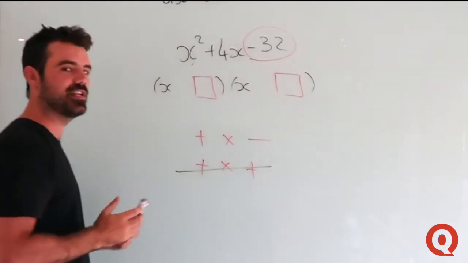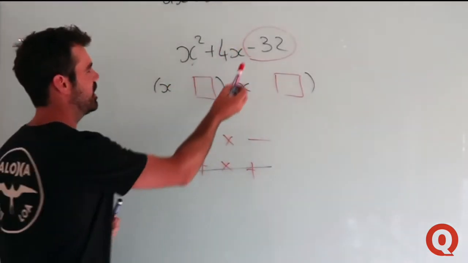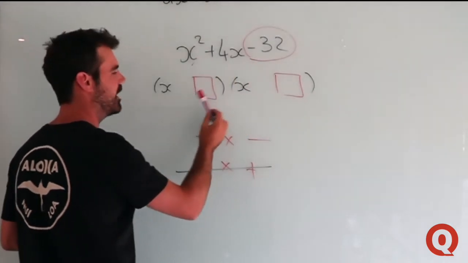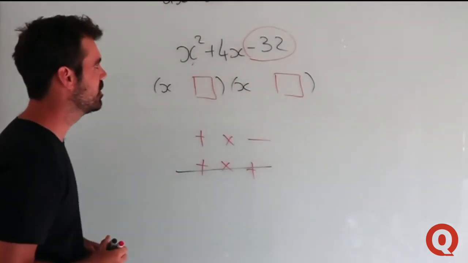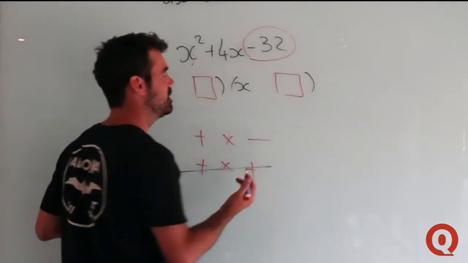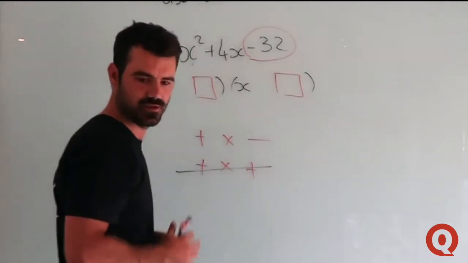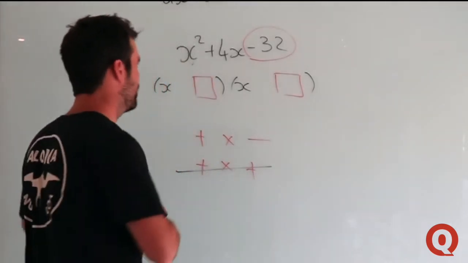So this makes it slightly more tricky, because we knew that when our c was positive, that generated a positive and a positive, or a negative and a negative. So what we need to do here is say, well, how do we make 32? And in fact, how do we make a negative 32? So we can discuss that by looking at the options.